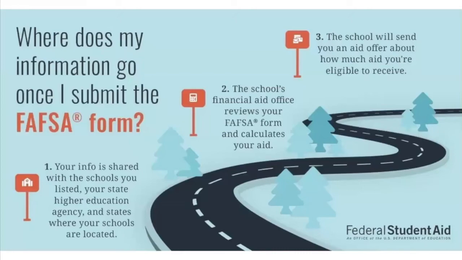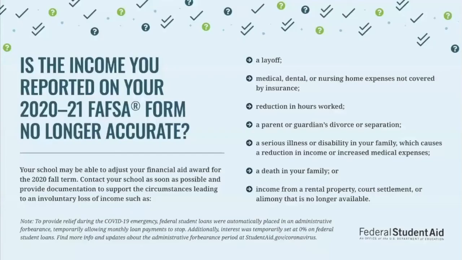Once your FAFSA is fully processed, it's shared with the colleges, and then each financial aid office will begin to identify any aid that you might be eligible to receive. If your family's financial situation has changed since 2019, contact your college financial aid offices because they're going to have the ability to adjust your aid by using what's called professional judgment.